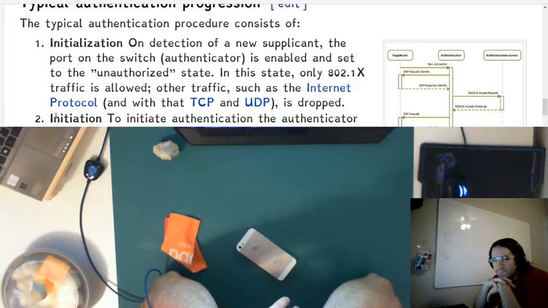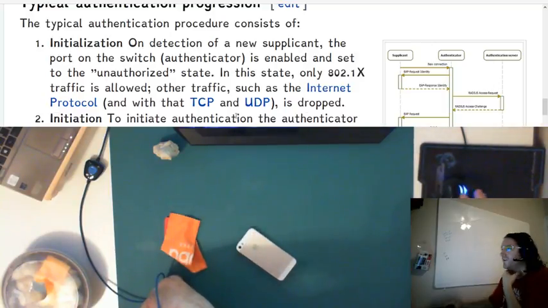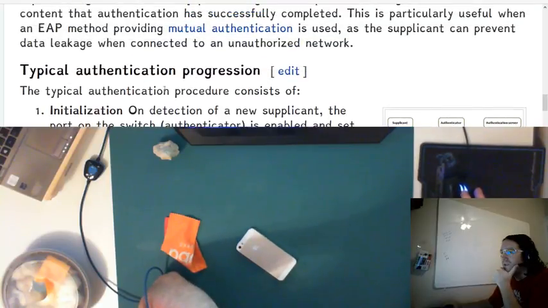Okay. I think I'm done for now. But I will continue off of typical authentication progression.